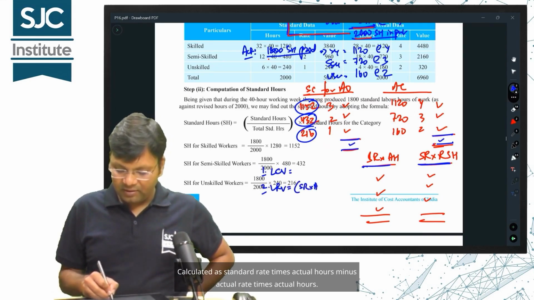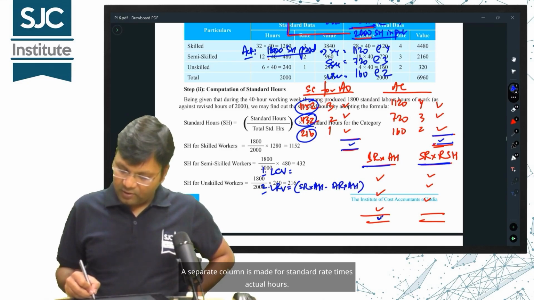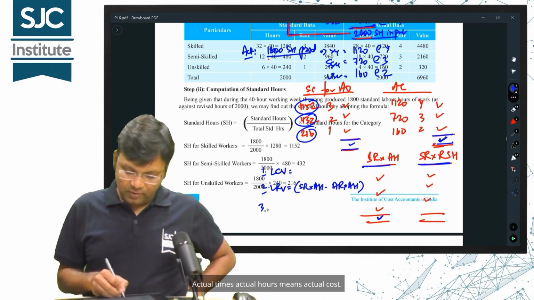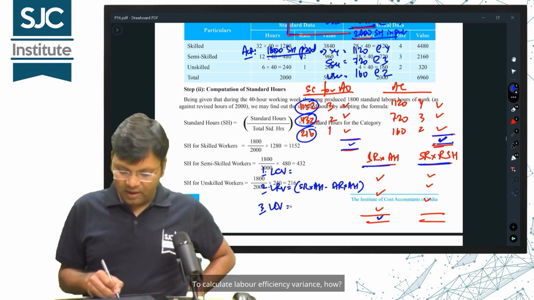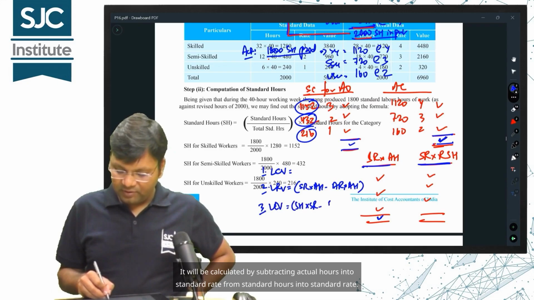Calculated as standard rate times actual hours minus actual rate times actual hours. A separate column is made for standard rate times actual hours. Actual rate times actual hours means actual cost. To calculate labor efficiency variance, how? It will be calculated by subtracting actual hours into standard rate from standard hours into standard rate.